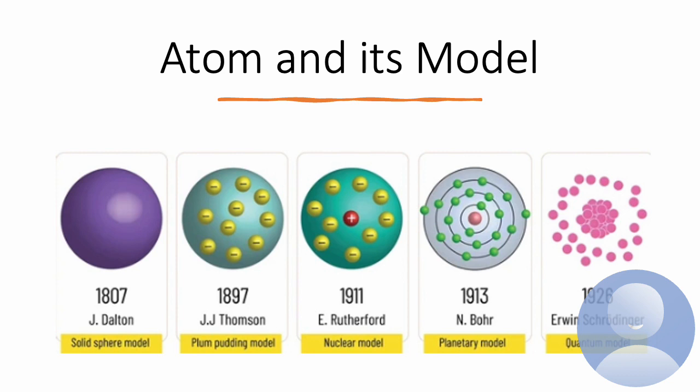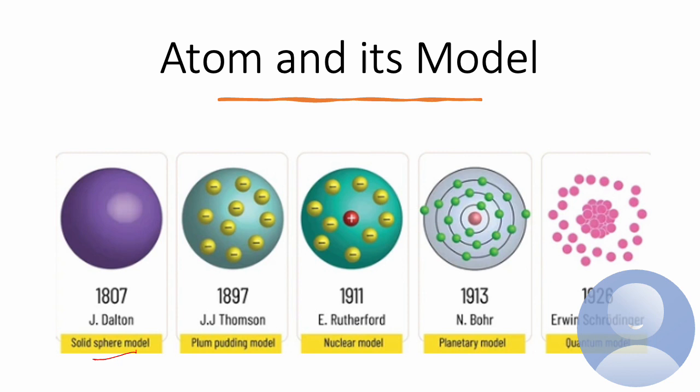Jumping ahead to the early 19th century, we have John Dalton. His atomic theory is called the solid sphere model. He suggested that atoms are tiny, indivisible spheres, each with a unique mass. Dalton's theory was revolutionary, and it provided a framework for understanding chemical reactions.